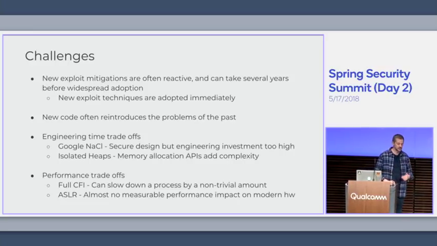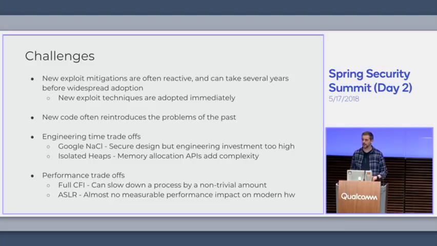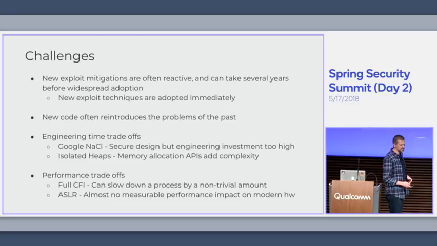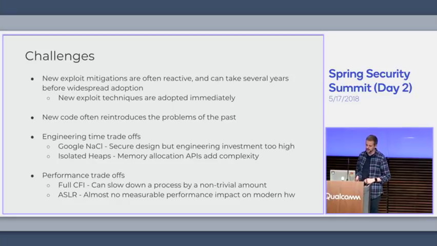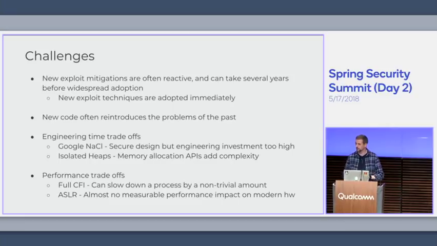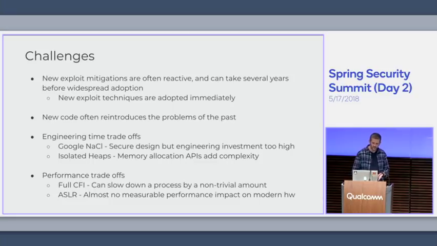And then there's things like engineering time trade-offs. Anyone here is familiar with Google Native Client? It was amazing. It was rock solid foundation security. Unfortunately, it was like writing ActiveX in like 1995. It was awful. No one wanted to do it. Isolated heaps introduce a little bit of overhead in the sense that you can't just call malloc free anymore. The API is a little bit more complicated. We have performance trade-offs. Things like full CFI do have a measurable performance impact, which matters in some cases. So you can't just put them everywhere. ASLR, thankfully, has almost no measurable performance impact on modern hardware. Unfortunately, it has almost no measurable security impact in most cases.